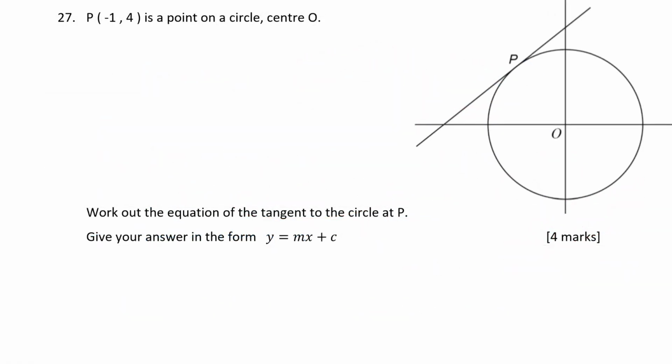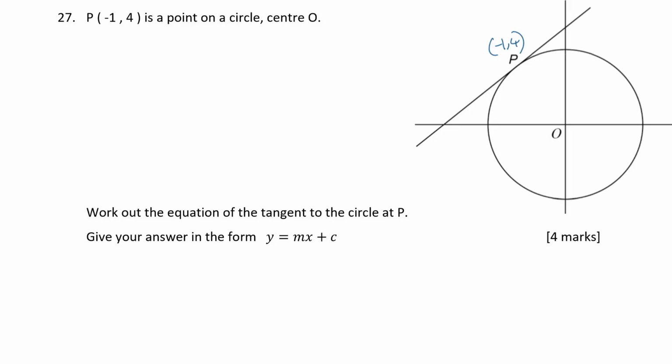Question 27. P is the point minus 1, 4. Okay, so that's minus 1, 4 on the circle, center origin. Work out the equation of the tangent to the circle at P. Give your answer in the form y equals mx plus c.